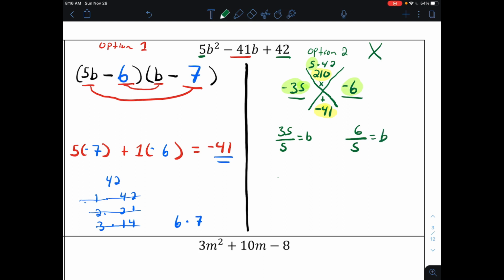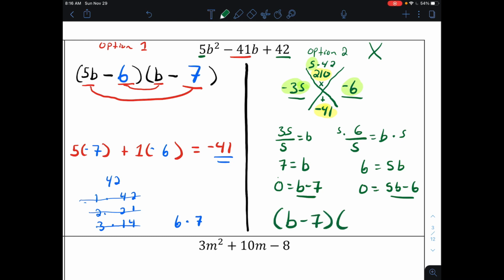Now, from here, you're going to simplify. So 35 over 5 makes 7. So I got 7 is equal to b. Then I'm going to subtract that 7 over, and so I get b minus 7. And then I'm going to do the same thing here for the 6 over 5, except the difference is I'm just going to multiply by that denominator, and that's going to give me 6 is equal to 5 times b, and then I'm going to subtract that 6, and I get 0 is equal to 5b minus 6. And what we have here are our factors. So we have b minus 7 times 5b minus 6. And if you notice, that's the same answer that we just got.